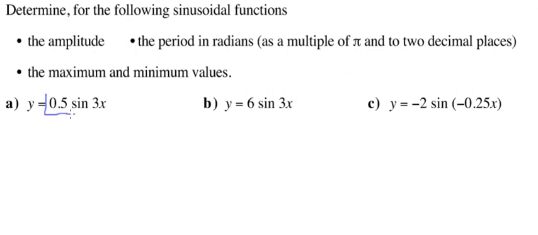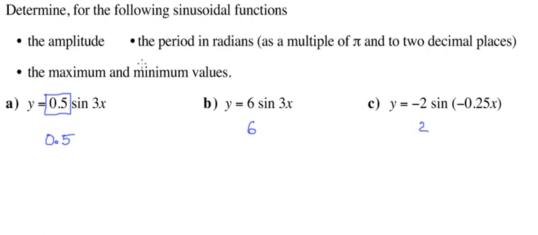This number is the amplitude. So these functions have amplitudes of 0.5. This one's amplitude is 6, and this one's amplitude is 2. Ignore the negative if there is one. The amplitude is just the magnitude of the number out front. It doesn't matter what its sign is. The sign determines the phase of the wave, which we'll get into much later.